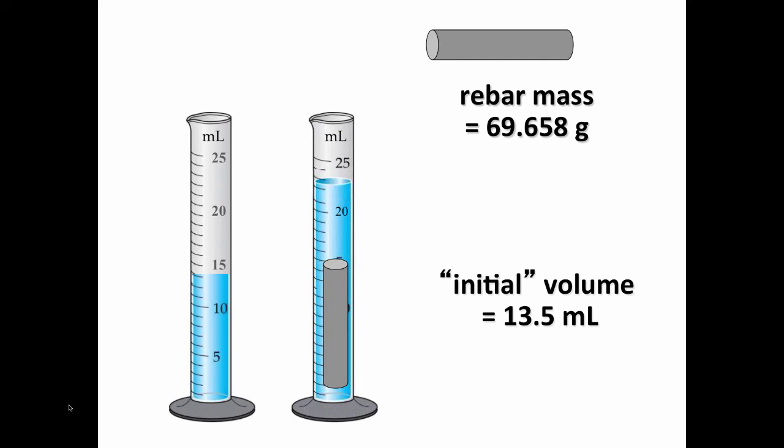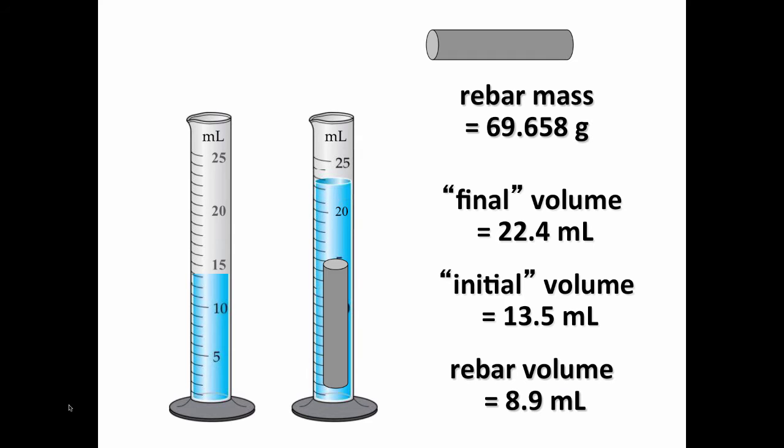Then we submerge the piece of rebar in the water in the graduated cylinder. Water is displaced, the volume of water in the graduated cylinder rises, and then we get a final volume of 22.4 milliliters, which is going to be the volume of the original water plus the volume of the rebar. And therefore, by difference, 22.4 minus 13.5 gives us 8.9 milliliters for the volume of the rebar.